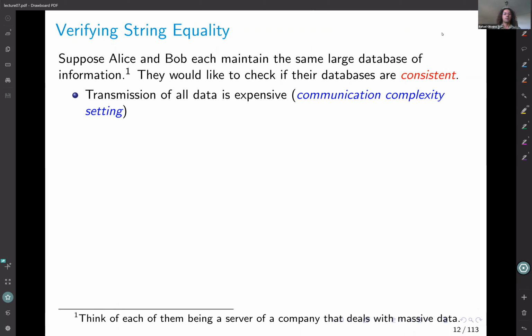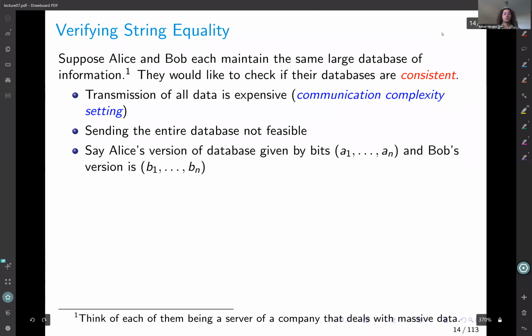So, what is one way to do it? Alice can just send all of her database to Bob, and then Bob can check each entry and verify that the entries are exactly the same. But transmission of all the data is, of course, expensive. Here we're in the communication complexity computational model, which we may talk about later in the course, where transmitting data is a very expensive operation. So you definitely don't want to do that. We know it's not feasible to send the entire database.